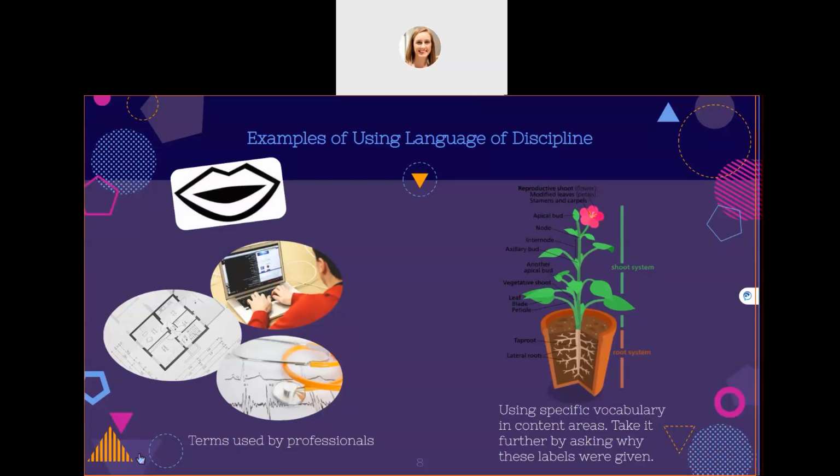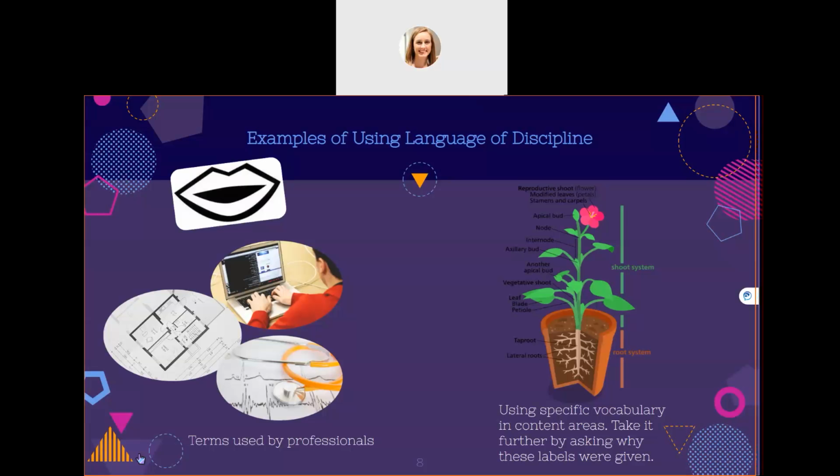Some ways that you can use language of a discipline is to think about terms used by professionals. So if you were an architect, what terms would you use on a daily basis with customers and clients? If you were in the medical field, what are some terms you would use? If you are an IT specialist, what are some terms or jargon that you would use?